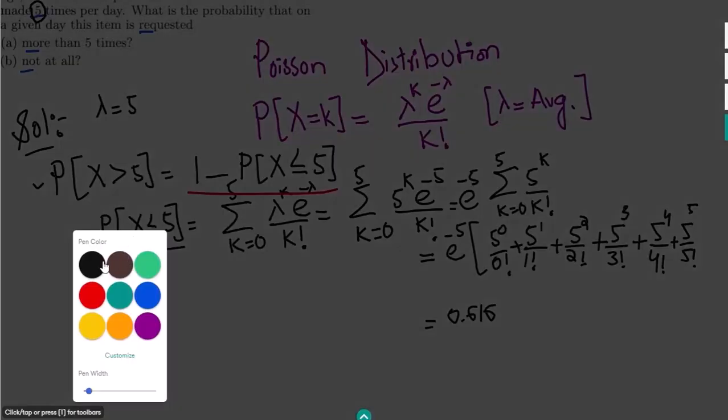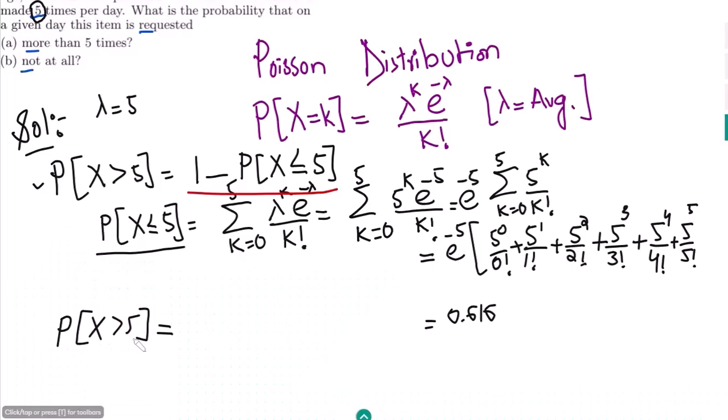So the probability that x is greater than 5 would be 1 minus the value of probability x is less than or equal to 5. This is 0.616. Let me put it here. Now subtracting it from 1, the answer would be 0.384. Okay, so that is basically the solution for part A of my question.